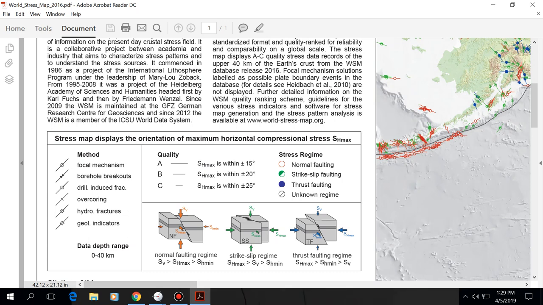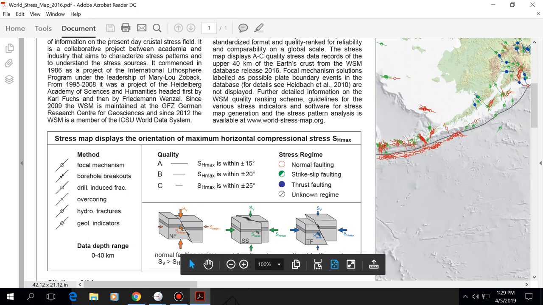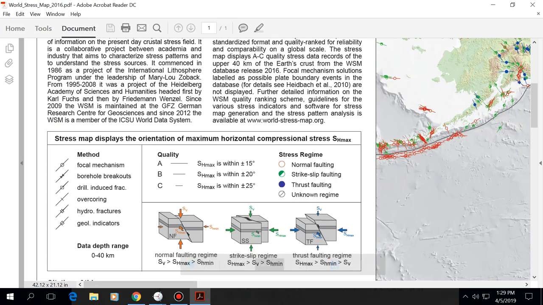No, I never said that. This is just direction of maximum principal stress. Then, depending on the faulting regime, as you can see over here, you're going to have different types of orientations of faults or hydraulic fractures. Okay, so let's go to homework number nine.